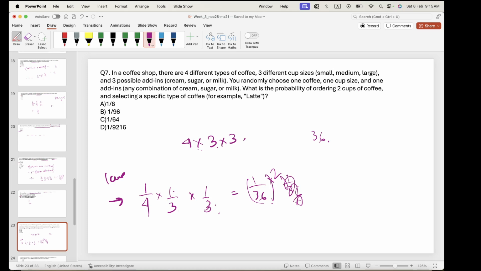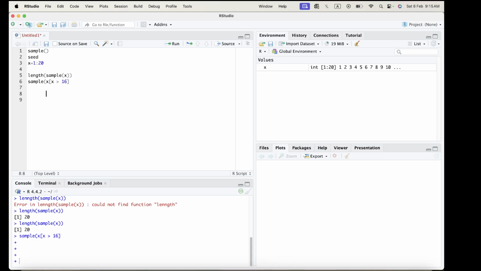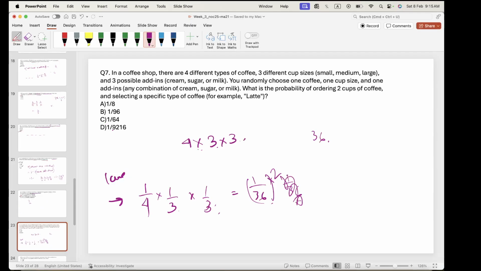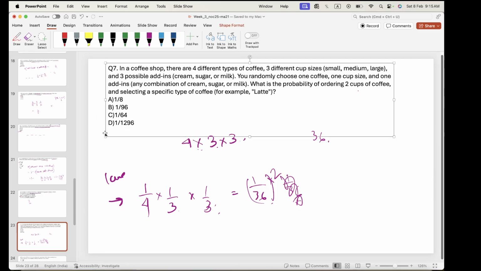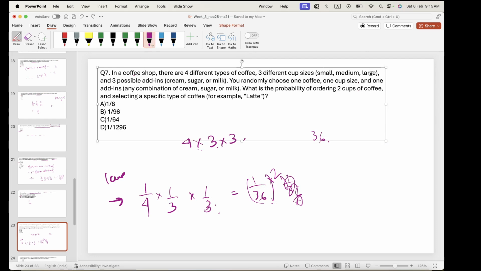30 squared is only 900, so 36 into 36, let's just do it here. 36 into 36 is 1296, sorry. Okay, so then this should be my coffee.